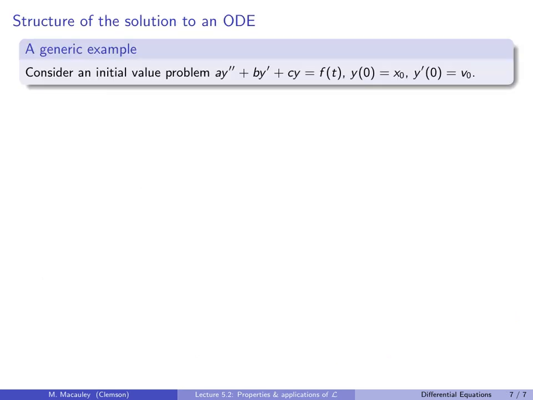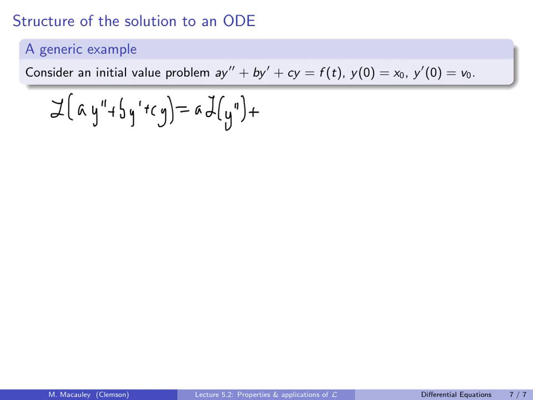So to summarize what we did, let's consider a second order initial value problem, where f of t is the forcing term, and we have our initial conditions, think of these as initial position and initial velocity. The first thing to do is compute the Laplace transform of this, and I'm going to go through this quickly because I'm more worried about where we end up rather than the process.